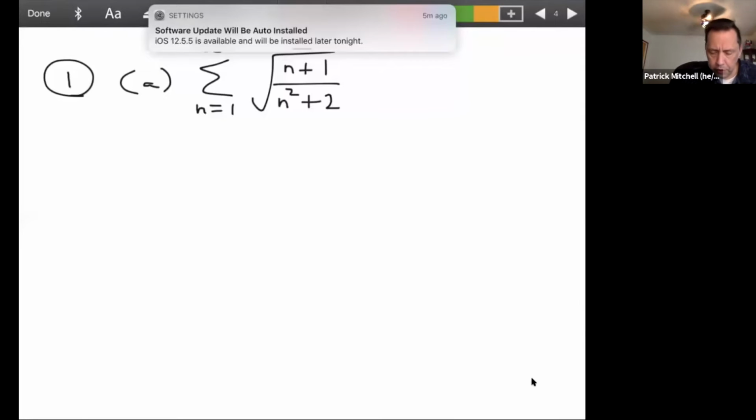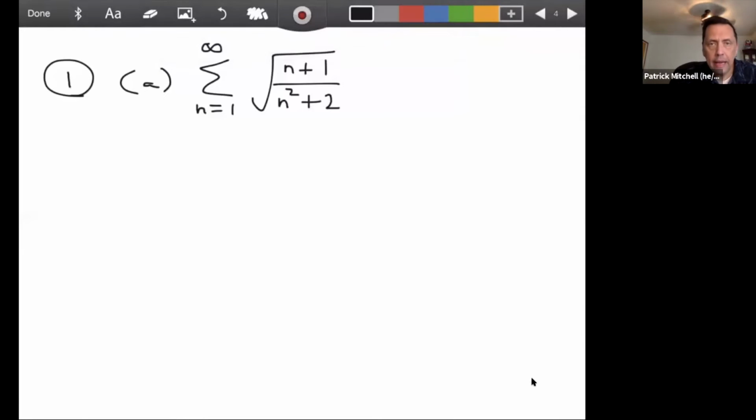All right, starting with the sum n going from 1 to infinity of the square root of n plus 1 over n squared plus 2. So let's talk first about why it would be difficult, if not impossible, to use the direct comparison test on this. Well, if I was trying to use the direct comparison test, I would again go with dominant terms.